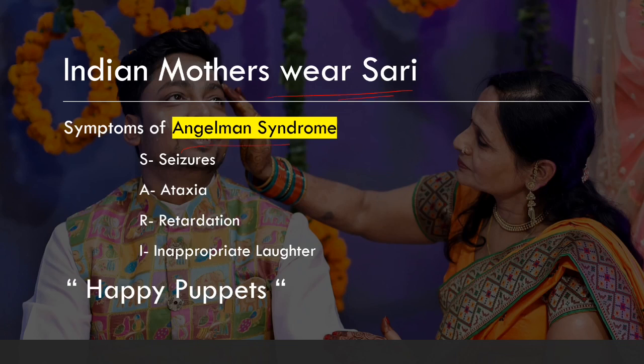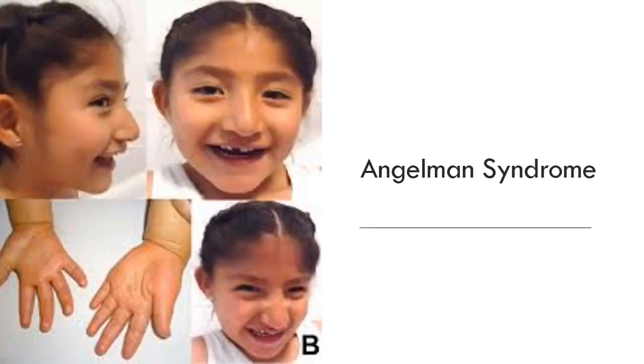So Angelman syndrome, what are the symptoms? Indian mothers wear sari. So S for scissors, A for ataxia, R for retardation, and I for inappropriate laughter. Inappropriate laughter, that's why they are also known as happy puppets. The children suffering from Angelman syndrome are also known as happy puppets. So you can remember Angelman syndrome: scissors, ataxia, retardation, inappropriate laughter. Indian mothers wear sari. Next, this is a picture of a patient suffering from Angelman. See, happy puppet. She looks very happy.